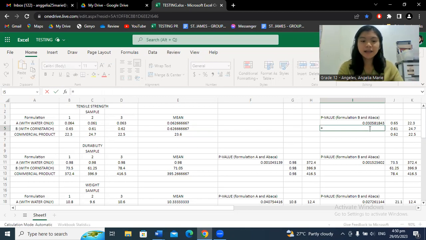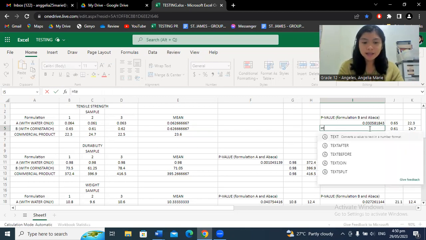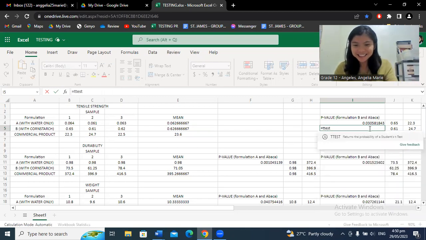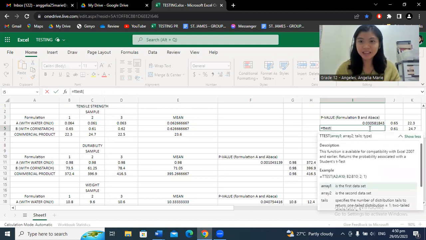Click equals and then type t-test and then open parenthesis. Tapos may makikita kayo dyang array 1, array 2, tails, and type. Okay, so yung array 1, that is just the range kung ano yung mean na gusto mong kunin. Pwede mo namang i-type or i-click tong mean na talaga niya. Pero for precision purposes, i-click na lang natin yung range talaga ng formulation A, sample 1, 2, 3.